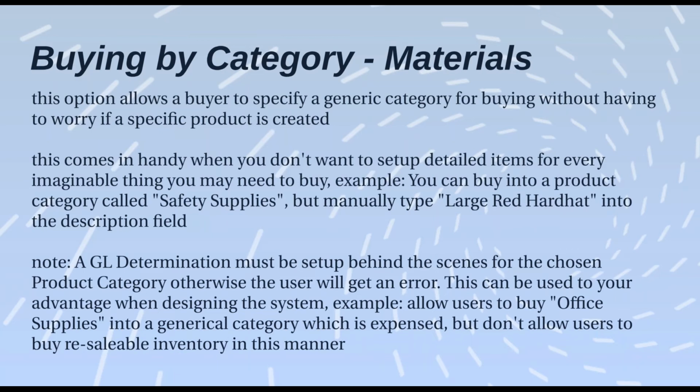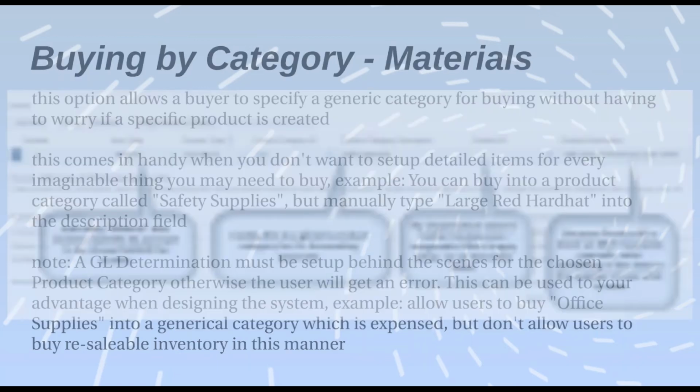So a GL determination is set up behind the scenes for that product category. If that GL determination is not set up, the user will get an error. And sometimes that can be used for your advantage. So maybe for some product categories, you want people to select a very specific product. And so you don't want the product category to drive the GL account. So either of those options exist, and now you're into some more sub combinations.